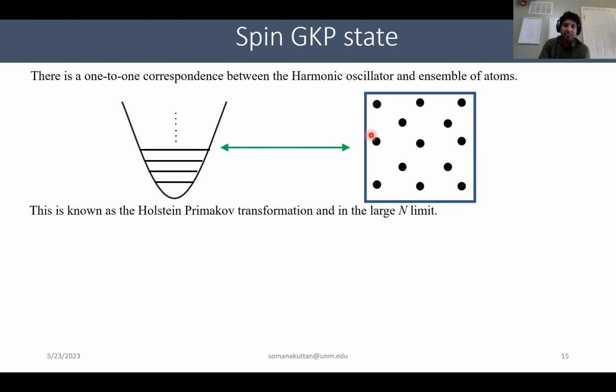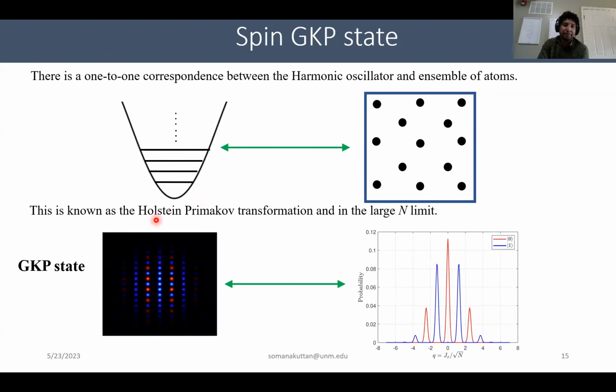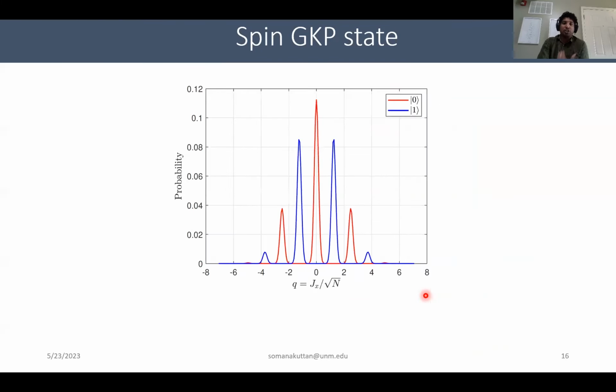Now we can actually see the GKP state, like I said, which has been very successful for the harmonic oscillator, can also be mapped to the spin system. So this is basically an example of a GKP state for this collection of atoms. Here n equals 100, and these are the two states. We have a 0 state and a 1 state, which looks like this. We can take a closer look here. So this is basically the 0 and 1 state.